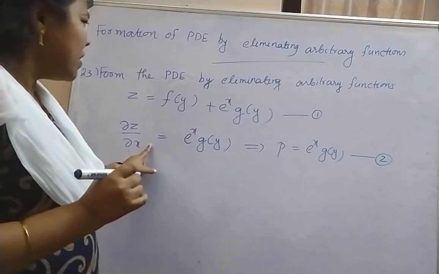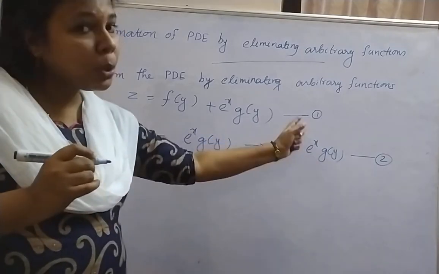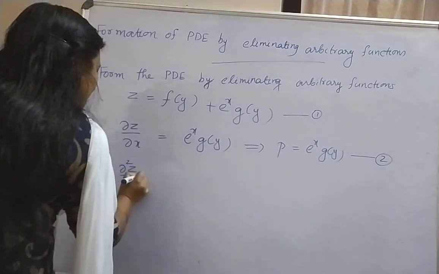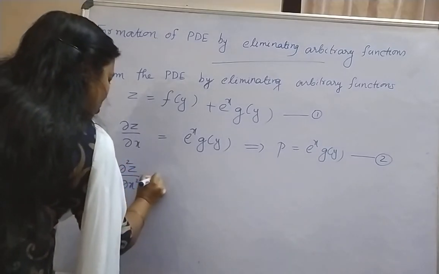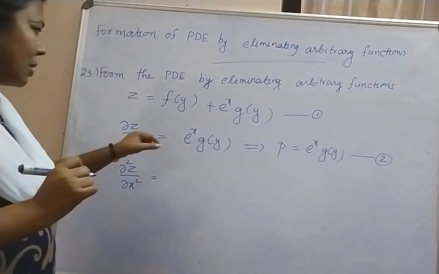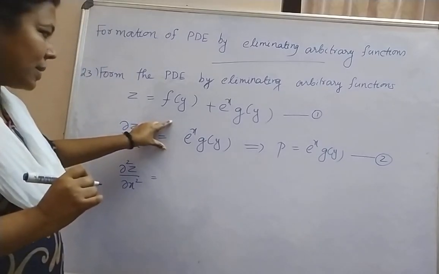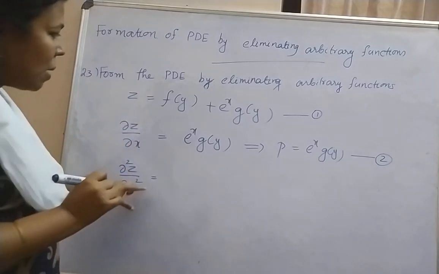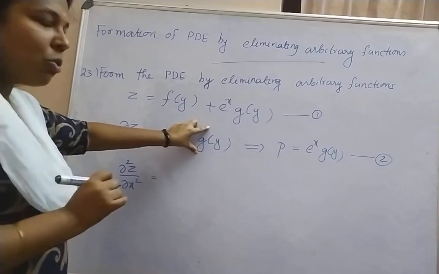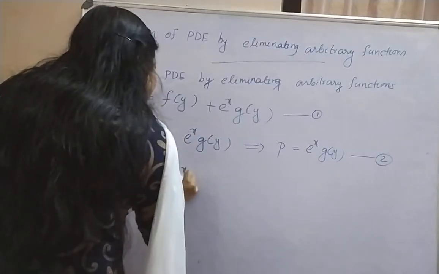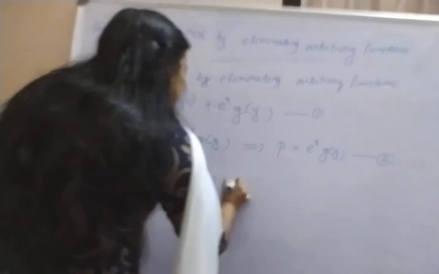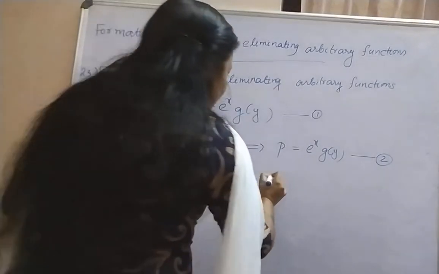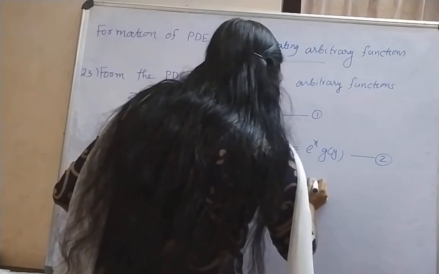Partially differentiating equation number 2 with respect to x again. Therefore, we get dou square z by dou x square equal to partially differentiating equation number 2 with respect to x. Then we will get dou square z by dou x square equal to partial derivative of e raised to x g of y is e raised to x g of y. That is, dou square z by dou x square is r. R equal to e raised to x g of y.